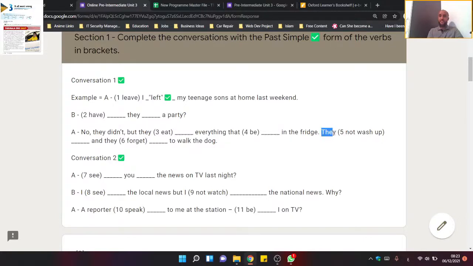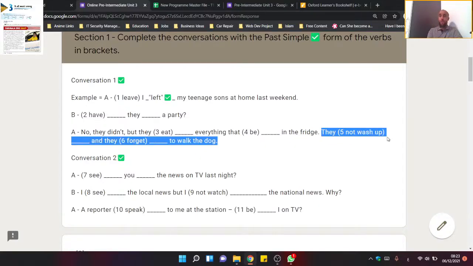Okay, so number 5 says they, plural. And then we have a negative. This is a not. So this sentence is a negative sentence, right? So if it's a negative sentence, then we must use didn't. Okay, did with not becomes didn't. So the sentence now should read they didn't, and then the main verb stays the same. Remember, guys, negative and questions, the main verb stays the same. So they didn't wash up. Okay, wash up. That's number 5.